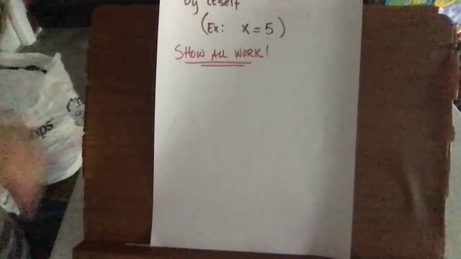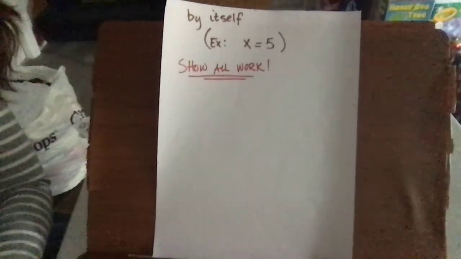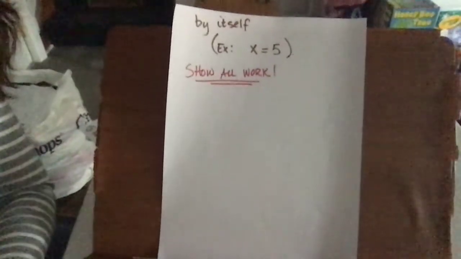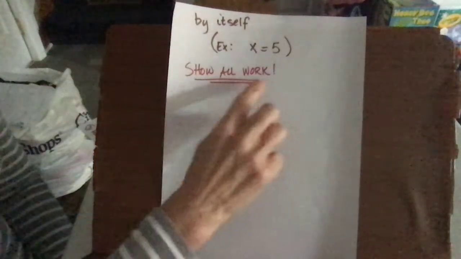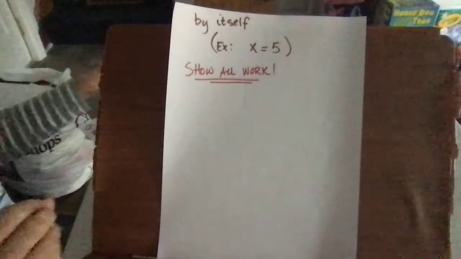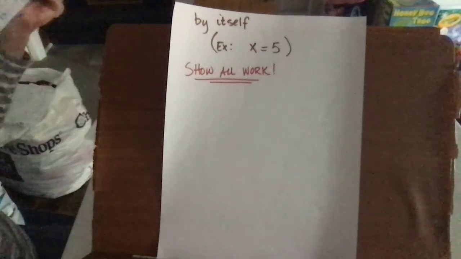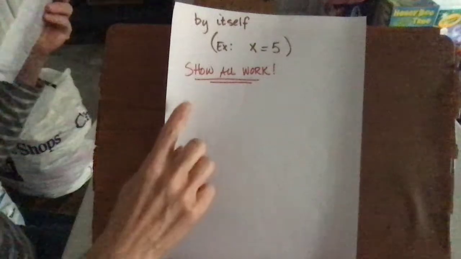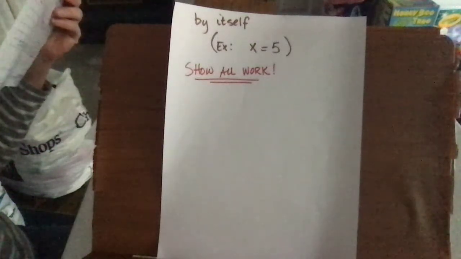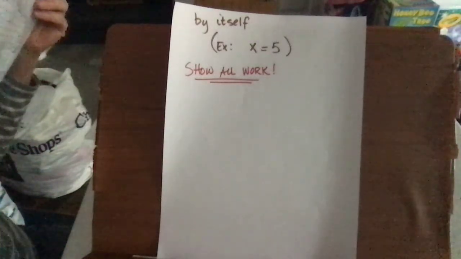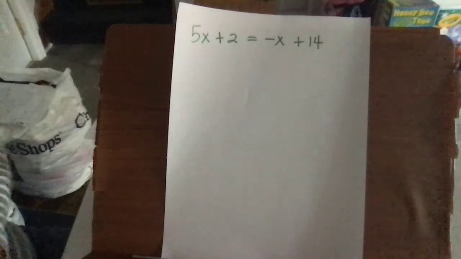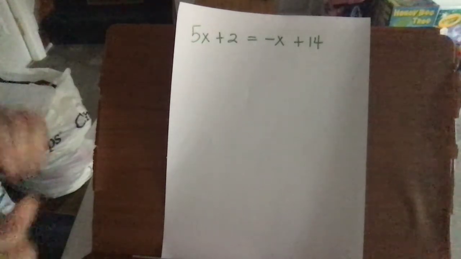So for example, you will wind up with x equals 5, and then you know you have solved your equation. You have to show every step that you are doing. So I'm going to walk you through a couple of problems, 4 in total, to show you how you would do this and all the work that is required. Okay? So the first problem, write it down in your notebooks, is 5x plus 2 equals negative x plus 14.